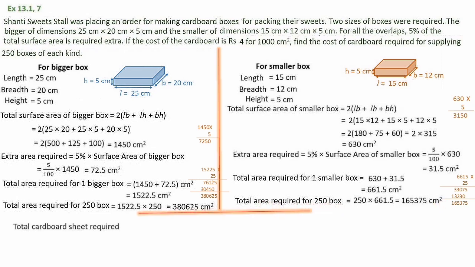Now we can combine these two. Total cardboard sheet required is, we have to add this one. For bigger box this much area needed, for smaller box this much is needed. So we have to add those two quantities. That is equal to 546000 centimeter square. 5,46,000 centimeter square of area required, or cardboard sheet required for making these two boxes.